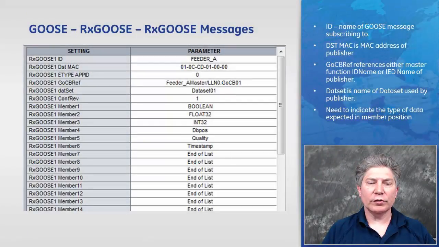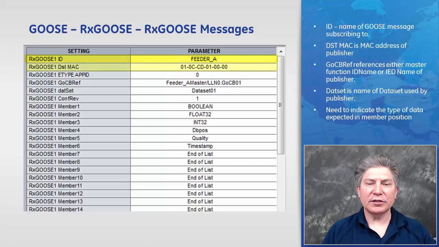Okay, now let's go over to the subscription side. This is the RX Goose messages. There are 16 RX Goose elements. Let's review each section. First, we'll start with the ID. So the ID is the name of the Goose message that we're subscribing to.